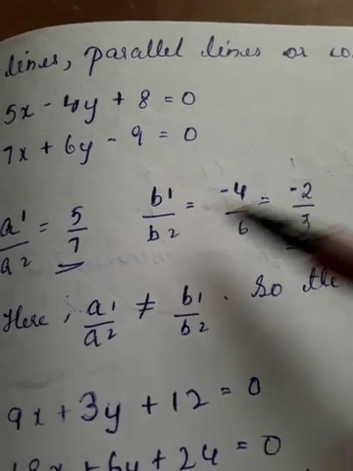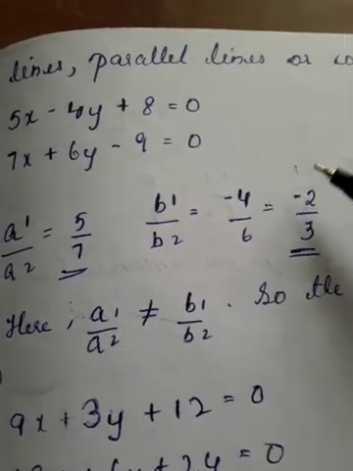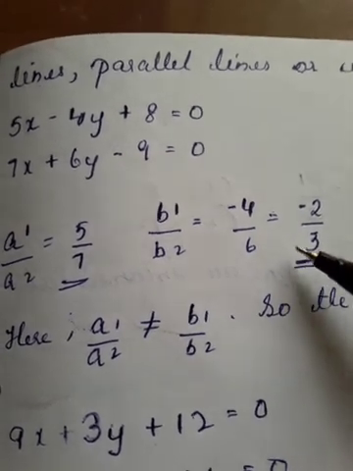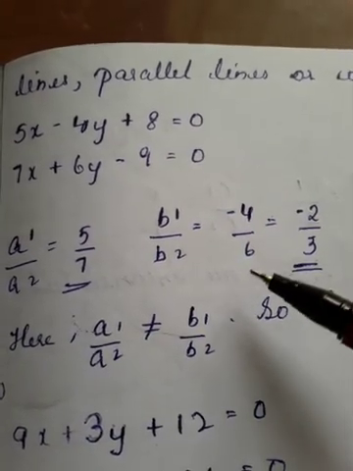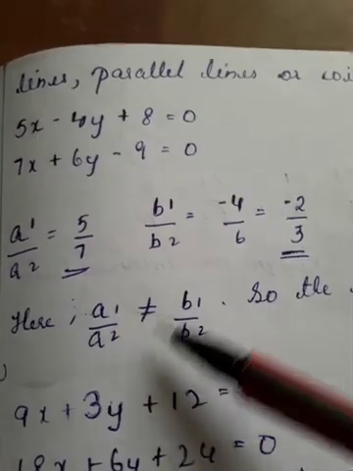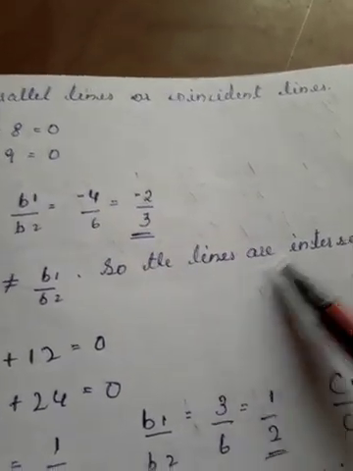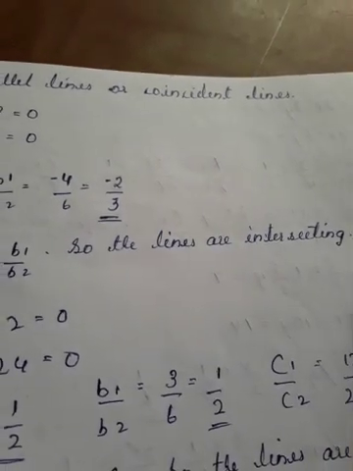Then we should compare these two. Here 5 by 7 is not equal to negative 2 by 3. So there is no need to find c1 by c2, because from here itself we get the conclusion. Here a1 by a2 is not equal to b1 by b2, so the lines are intersecting.